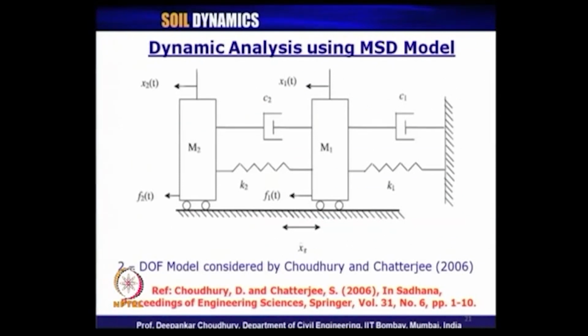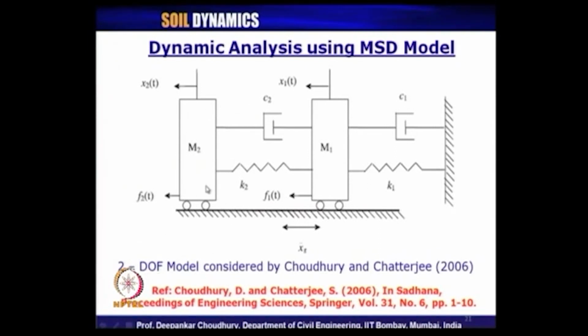Now, modifying that single degree of freedom model, Chaudhary and Chatterjee, this is the reference in the journal Sadhana, that is Proceedings of Engineering Sciences, a Springer journal publication in 2006, volume 31, number 6, pages 1 to 10. It proposed that instead of considering a single degree of freedom model, it should be considered as a 2 degree of freedom model.